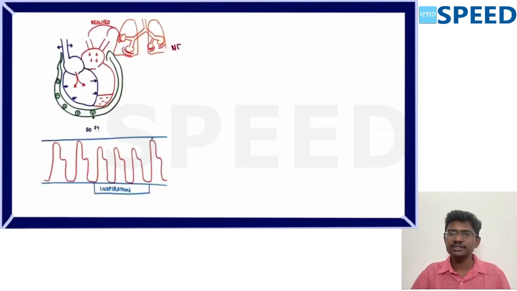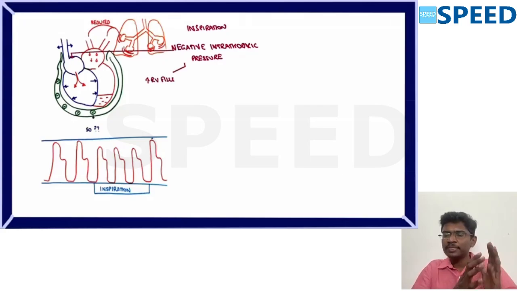So let's see what is pulsus paradoxus. Whenever during inspiration, there is a negative intrathoracic pressure. So what will it do? It will cause the stretching of the vena cava. So blood from the vena cava will drain into the RA and RV filling.